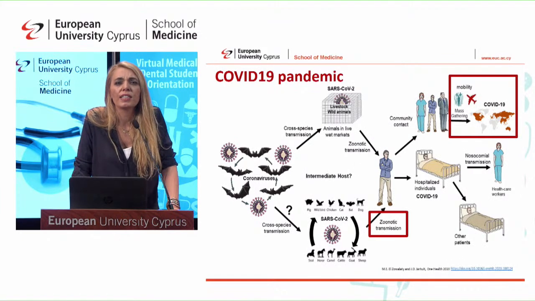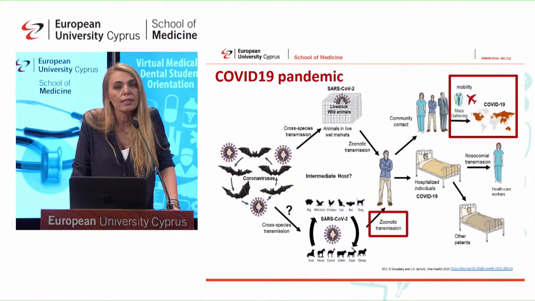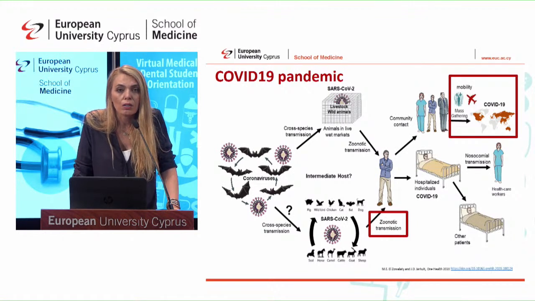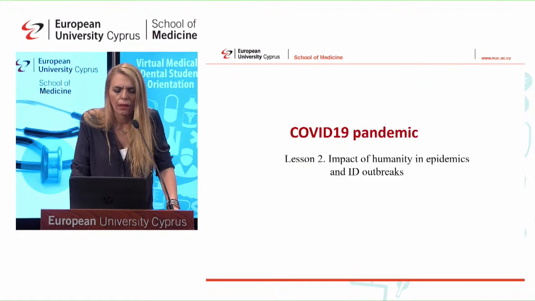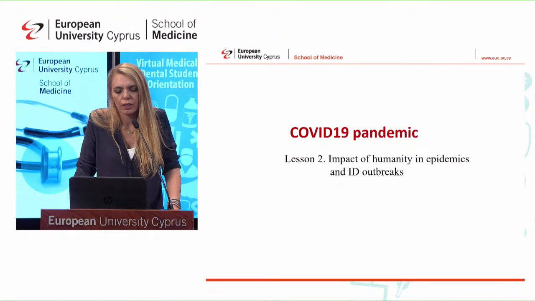First of all, what we've seen from the COVID-19 pandemic is the zoonotic transmission. That means that an infectious agent, a virus, SARS-CoV-2, was transmitted from animals to humans. The second thing was that it was very easily transmissible to the whole world. That's why it's also called a pandemic, not only in the community, but also in the hospital setting. The second lesson learned is the impact of us, of human beings, in epidemics and ID outbreaks.